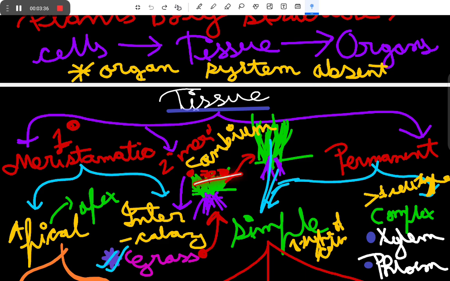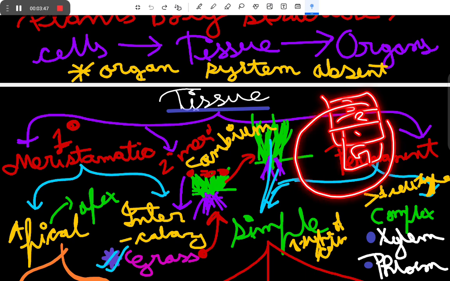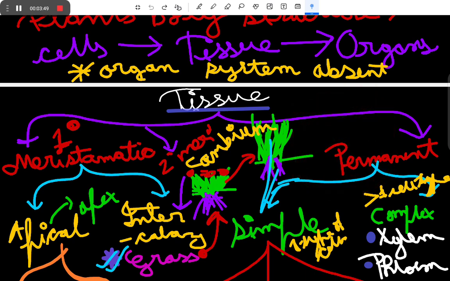The intercalary meristem will aid in the growth of the plant. Think of the grass plant as a building, with stories 3, 2, 1 and the ground floor, right? And at all the stories there is intercalary meristem.